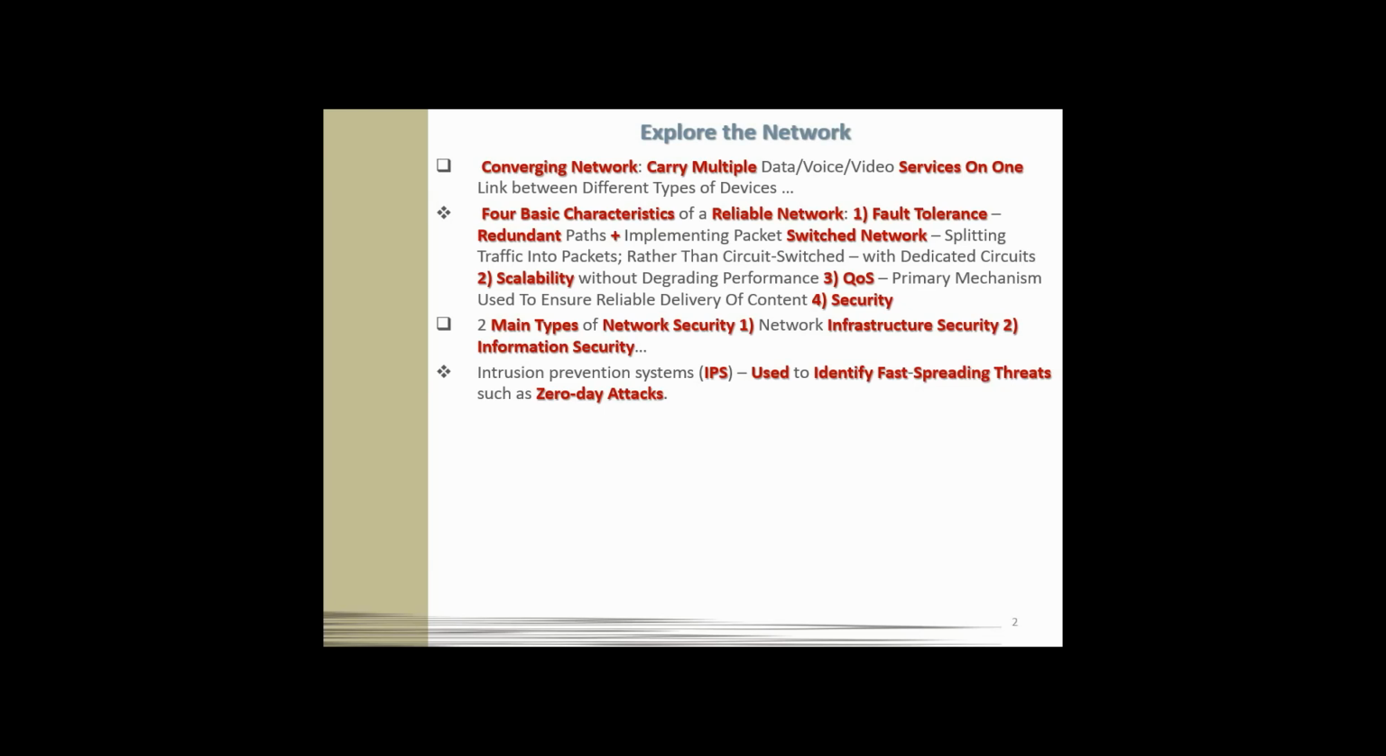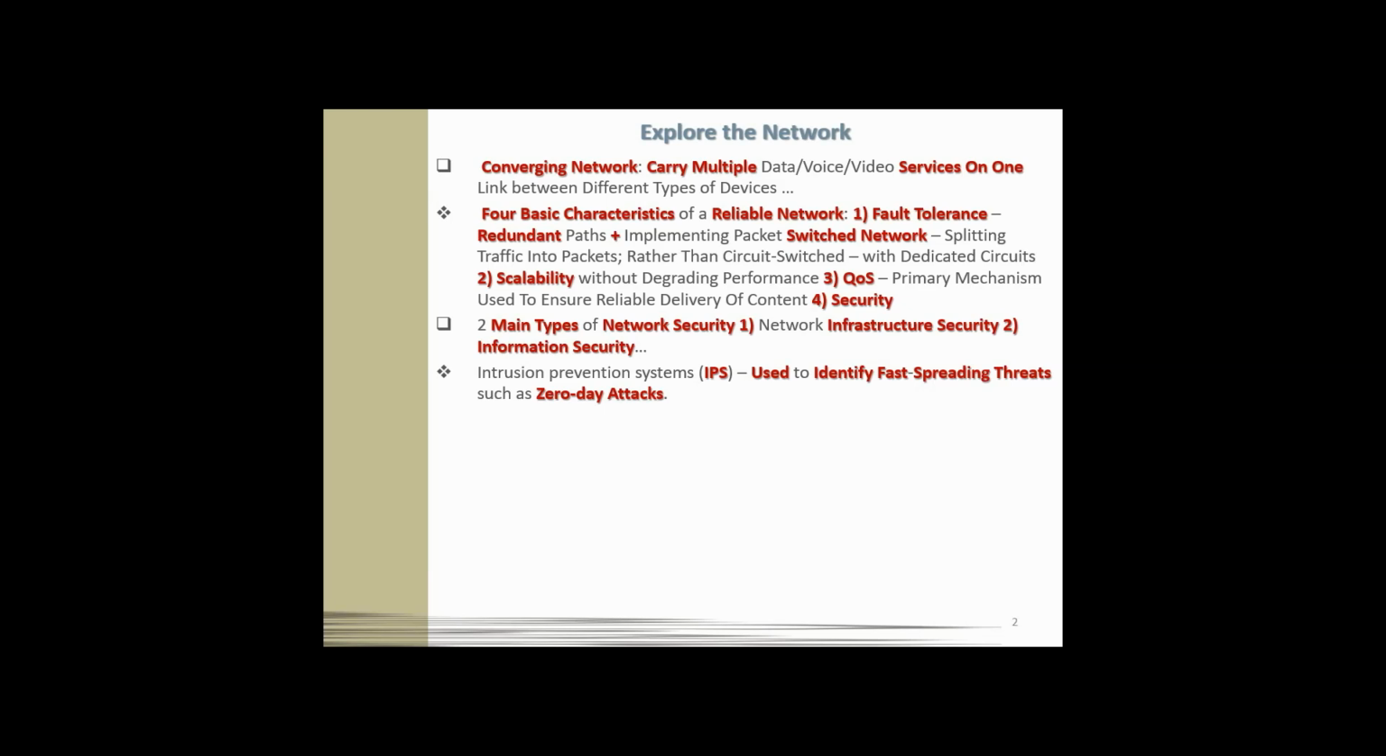Secondly, for a network to be reliable, we want that network to be scalable too. So scalability is the second characteristic of a reliable network. Scalability, of course, without degrading the performance. Third characteristic is quality of service, QoS. QoS is the primary mechanism used to ensure reliable delivery of content for all users. This is the basic definition for quality of service. Finally, and fourthly, a reliable network needs to be secure.